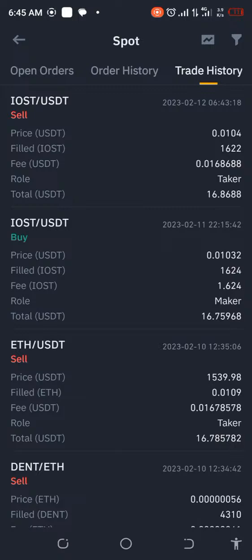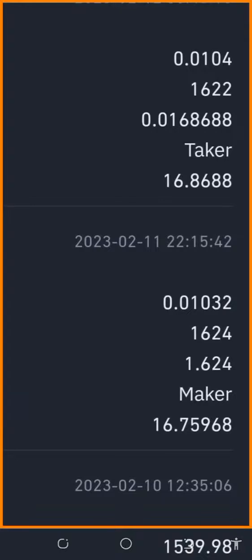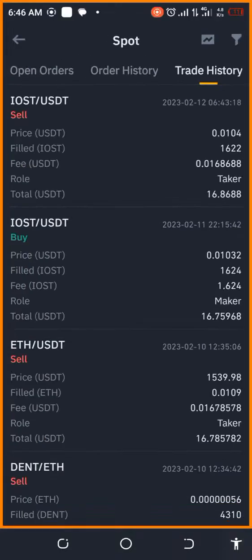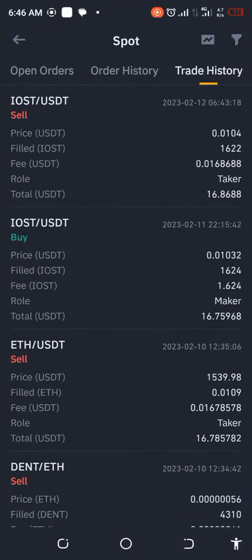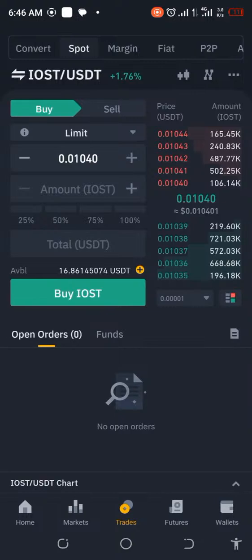So how long ago was this? Let's just check the difference in time. This was 22:15, which is 10:15 p.m., and this is 6:43. So you could say about 8 hours. All right, so 8 hours this has been on queue, and it doesn't mean that it would not have bounced back, but you can always check this and make sure that whatever happens, you're still in profit. That's the most important thing.